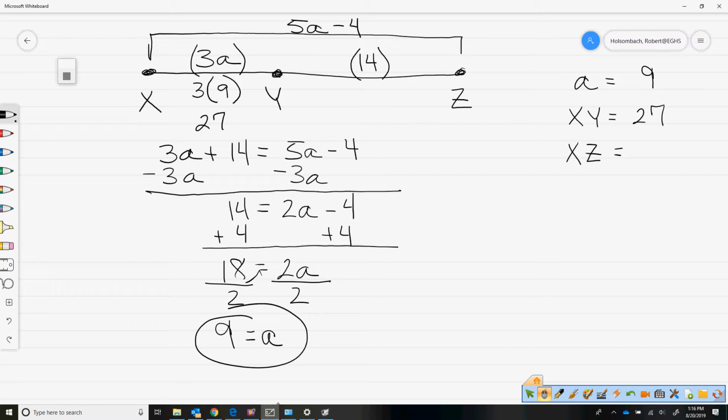Well, the 14 is the 14. So they're asking for x to z. So if one small piece is 27 and the other small piece is 14, x to z would be 27 plus 14, which is 41. Does that make sense? Yeah. Okay.